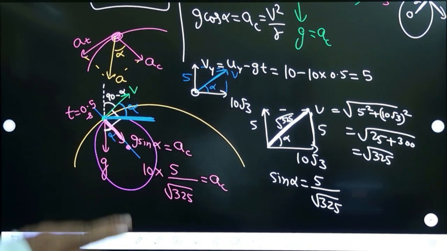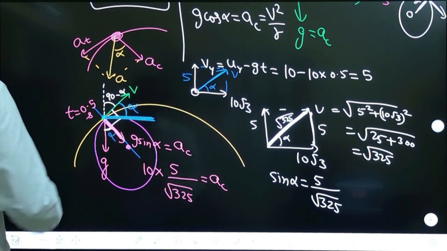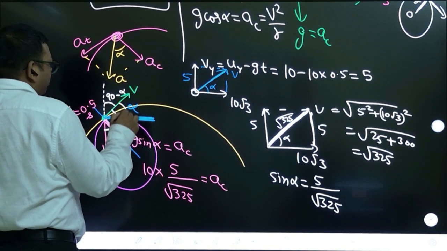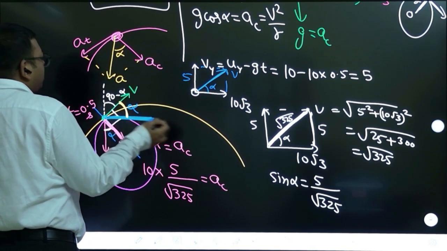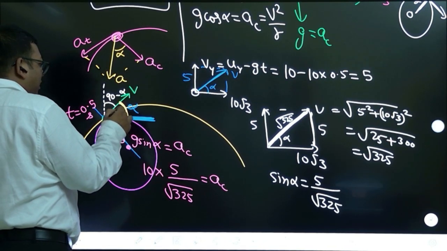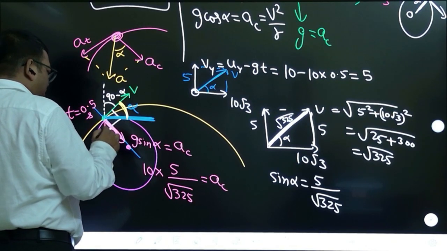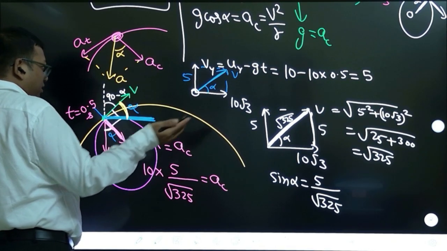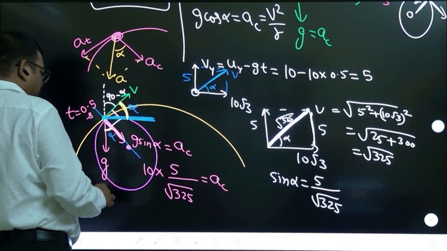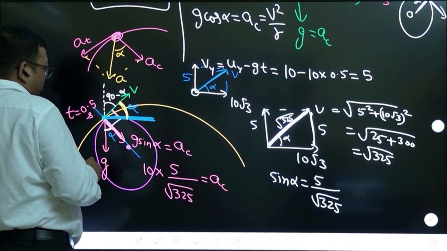See, what is alpha actually? Anywhere you take alpha, in this case, what is alpha? Alpha is the angle made by this velocity with the horizontal, right? That angle alpha is the same angle with the acceleration, which means in this projectile motion, that angle alpha is the same angle this g will make with that.